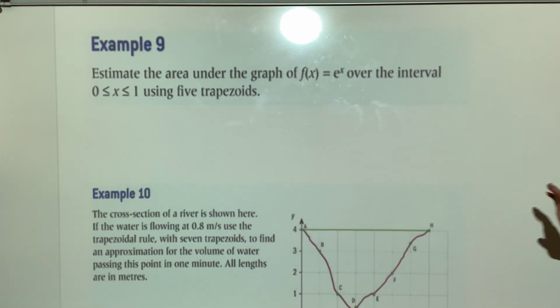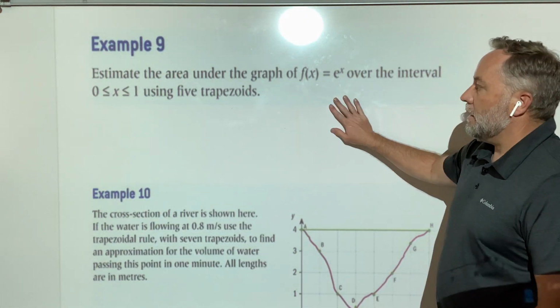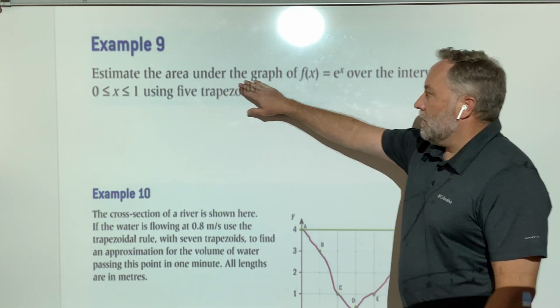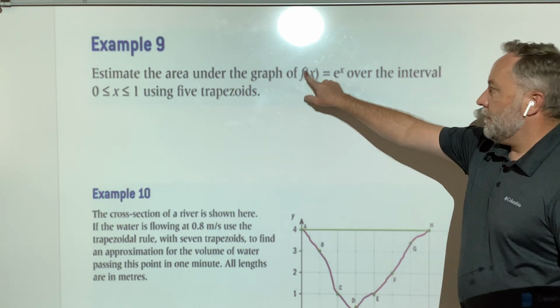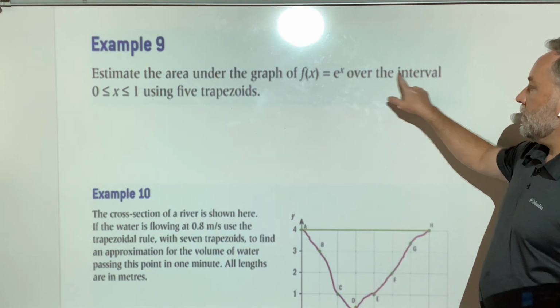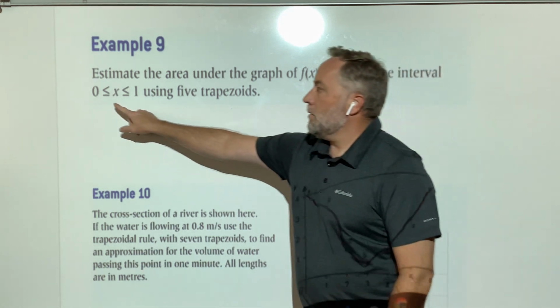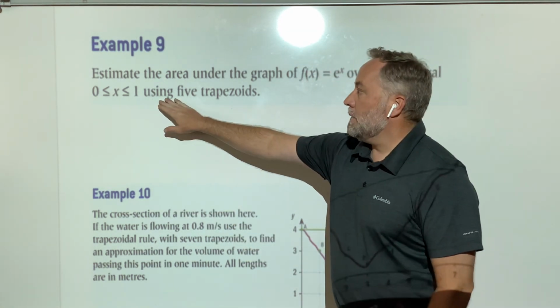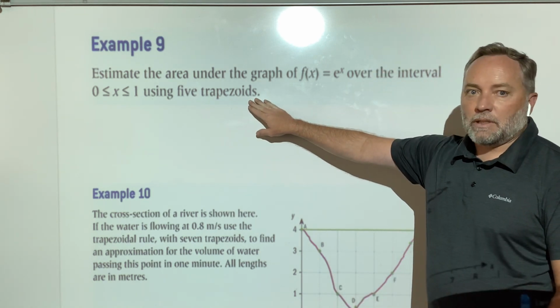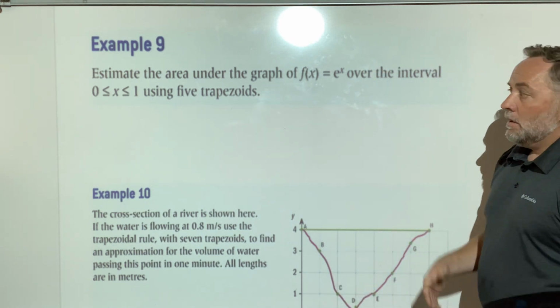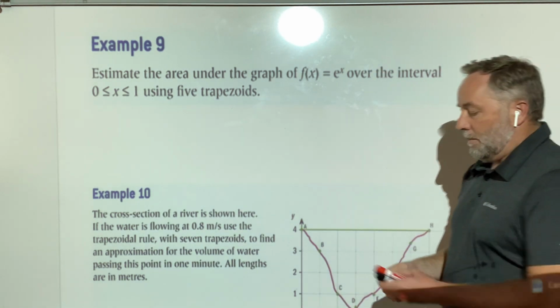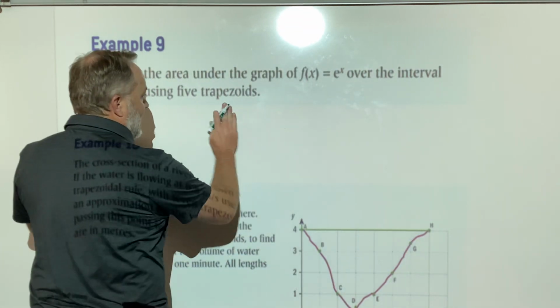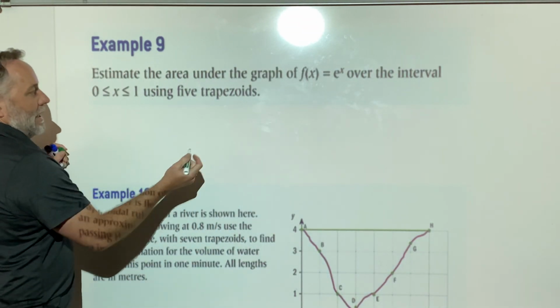Okay, example 9, much shorter, much less there. It says, estimate the area under the graph of the function e to the x over the interval 0 to 1, so just a width of 1, but we want to use 5 different trapezoids. All right, so if we set up, right, if we did the b minus a divided by n, it would look like this.